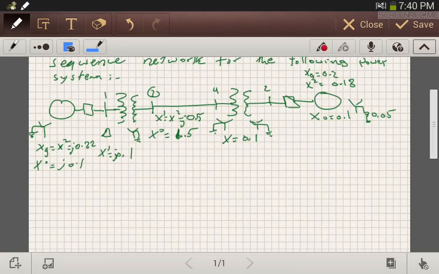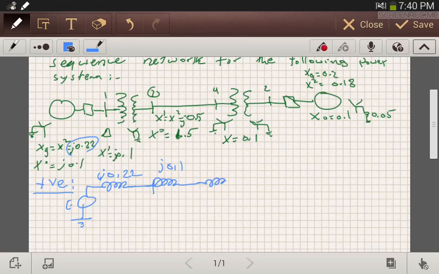So the positive sequence network is going to be a ground voltage source going through the generator subtransient reactance, which is J.22, then the transformer, which is J.1, then the transmission line J.5, and then transformer number 2 J.1, then the subtransient reactance of generator number 2, which is 0.2, then the source voltage, and then it's grounded.